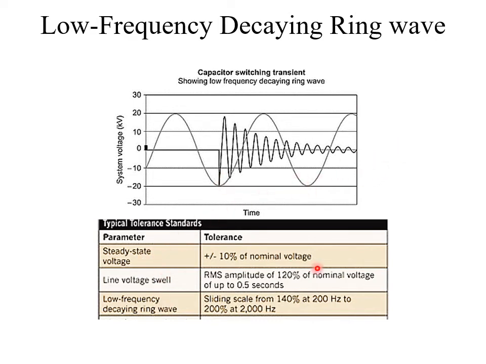And these are some of the observations that we have discussed. You see the steady state voltage range will be plus or minus 10 percentage, and the voltage swell will be 120 percentage for 0.5 seconds. Then the low frequency decaying ring wave should be 140 to 200 percentage for this range of frequency, that is 200 to 2000 hertz. All right.